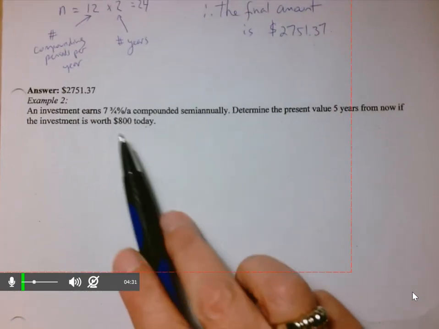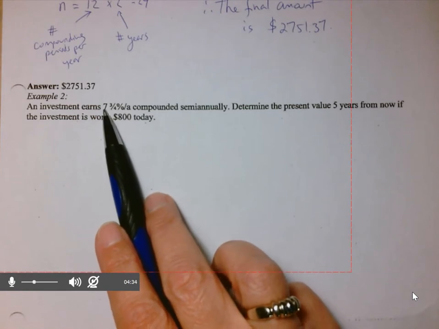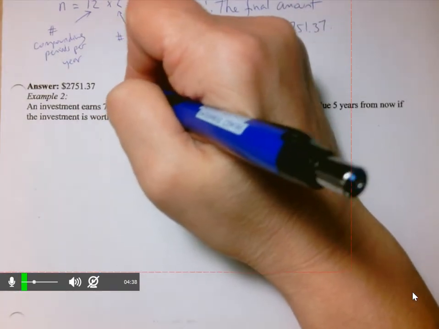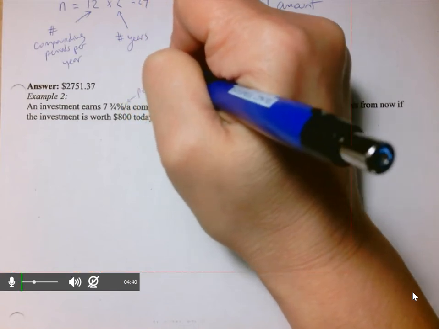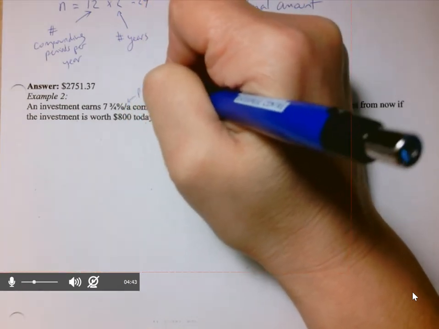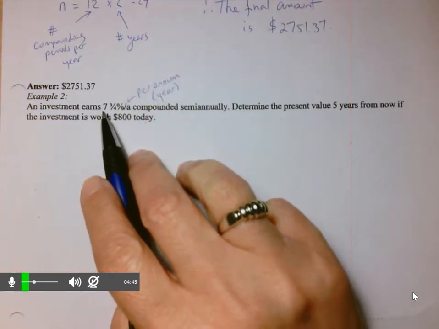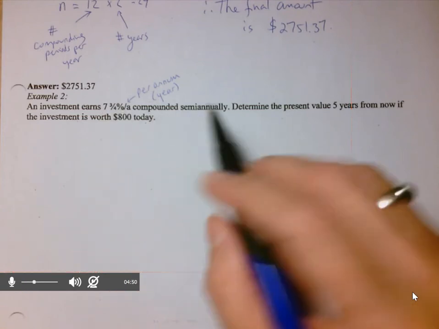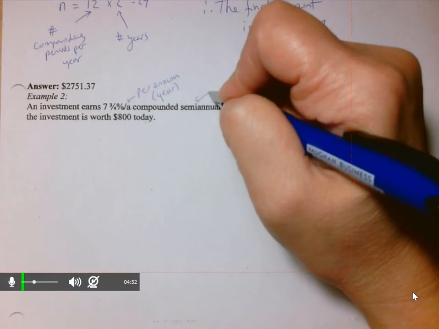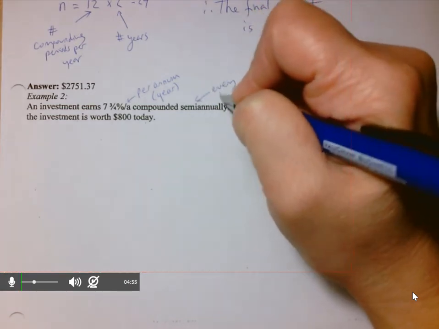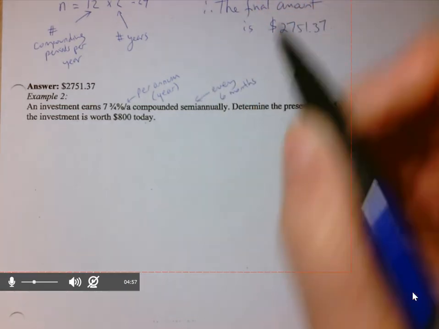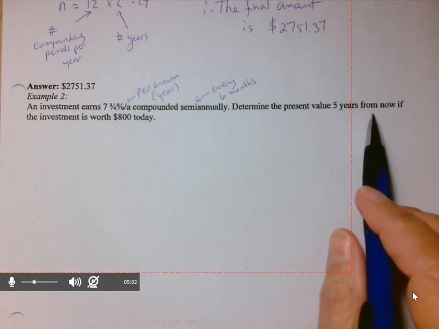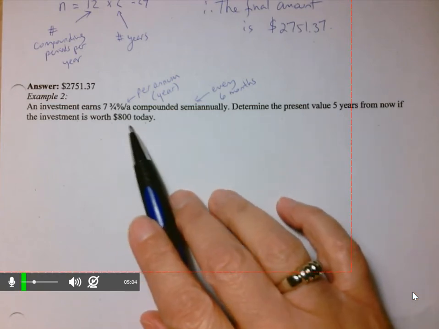So this one says an investment earns, so what is all this? 7.75% /A. /A means per annum or per year. Okay, 7.75%. Compounded semi-annually. Semi-annually, semi means half, so every half year, or in other words, every 6 months. Determine the present value 5 years from now if the investment is worth $800 today.